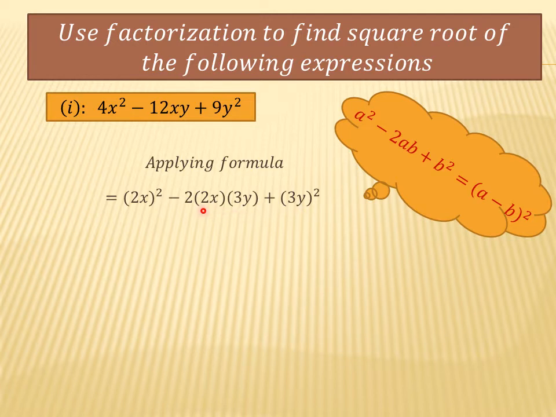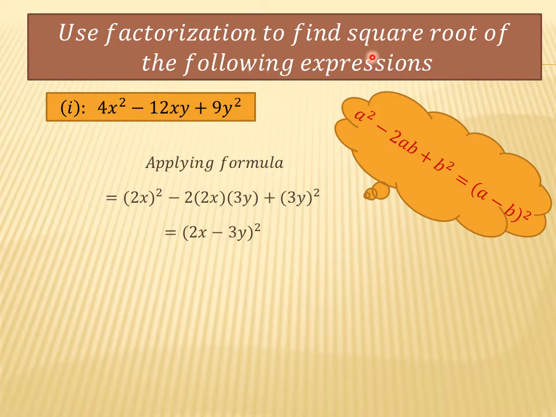So writing 2ab, you will write 2x instead of a and 3y instead of b. So now what is a here and what is b here? A is 2x and b is 3y. Now we have to close it, a minus b whole square. So I will write 2x minus 3y whole square. We are done with the factorization.